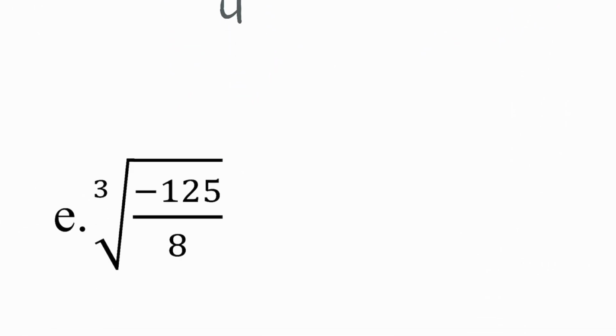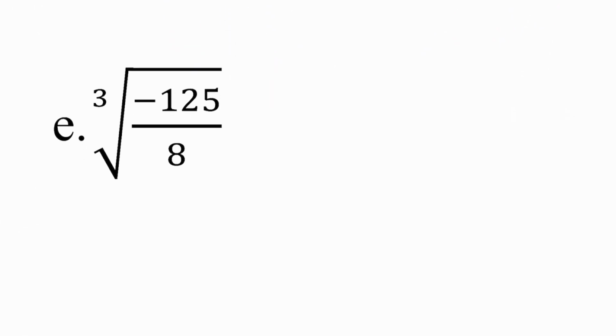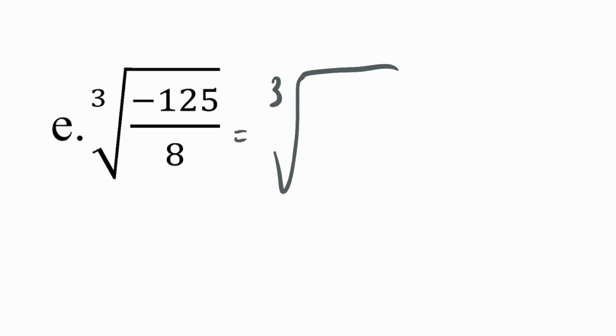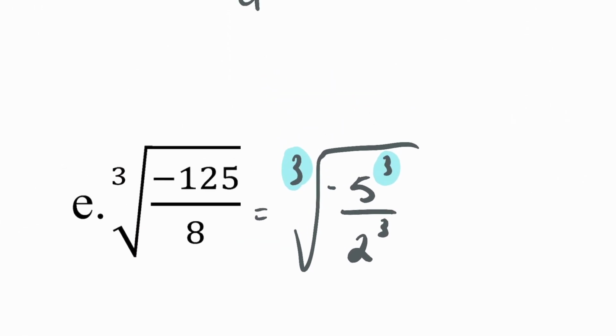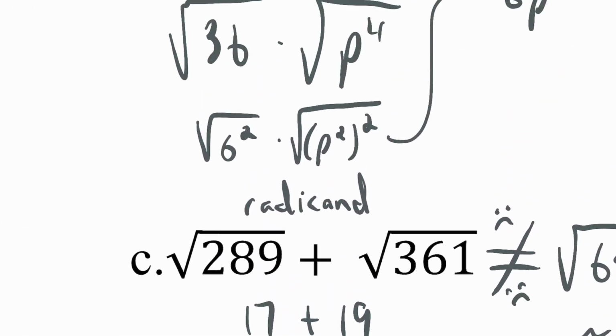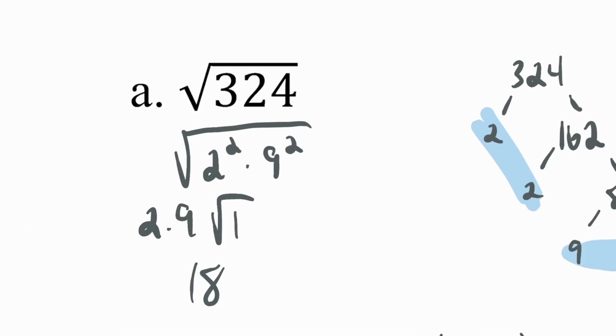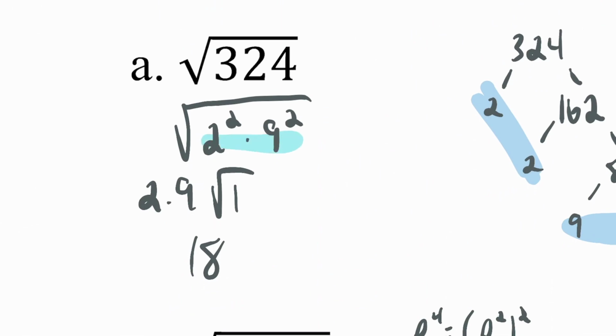Okay. Next, the cube root. So I noticed that 8 is 2 cubed, and I noticed that 125 is 5 cubed. There's actually a couple ways to work this one out. So I'm going to go the route I've just pointed out. When you have an exponent that matches the root, kind of like up here, we said the 2 and the 9 can come outside.